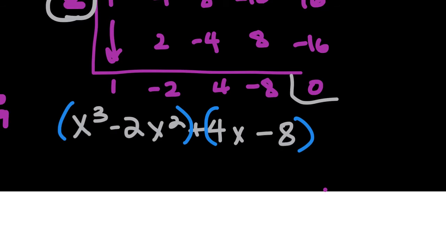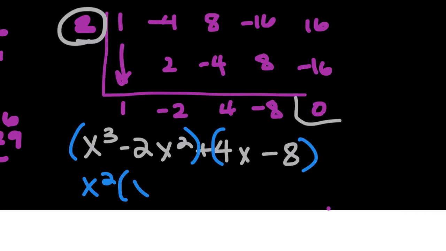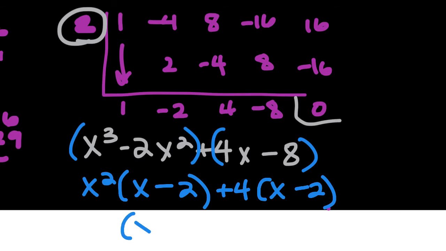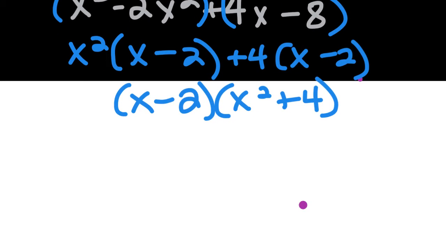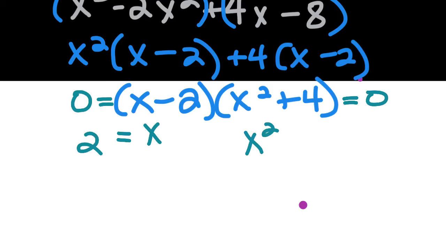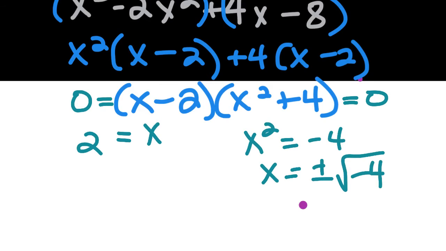Can you take something out of the first set of parentheses? Yes. X squared. Can you take something out of the second set of parentheses? Positive 4. What's inside the parentheses is the same, so factoring by grouping worked. And I'm here with my remaining factors, and then I got to solve them. So I set this equal to 0, this equal to 0, x equals 2, negative 4, plus and minus the square root of negative 4, plus and minus 2i.